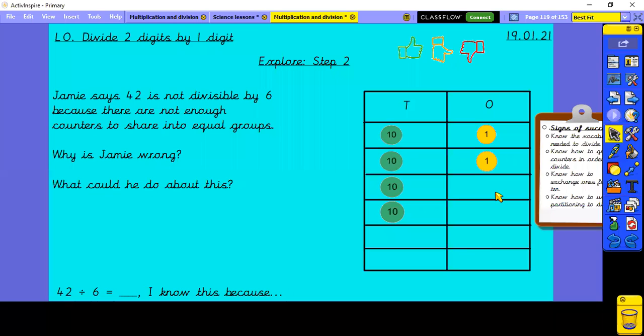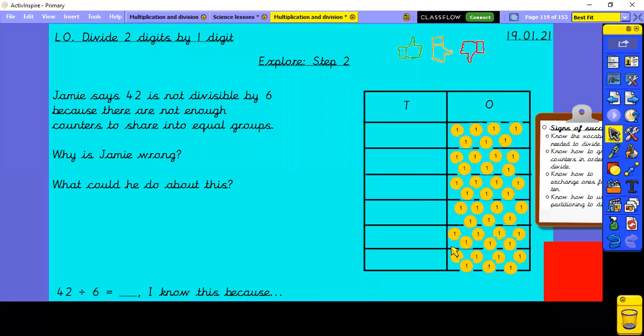Okay, so what I need to do now is exchange these 4 10s for 1s, okay, because 4 10s is 40, and that would be 40 1s. And then once I've got my 1s, I can see if I can divide them equally into 6 groups with these 2 counters as well. So I'd have 42 ones, and then I can divide them between 6 equal groups and see if that works instead. So I'm just going to pause the video and change these into 1s, and then we'll see if they can go into 6 equal groups.